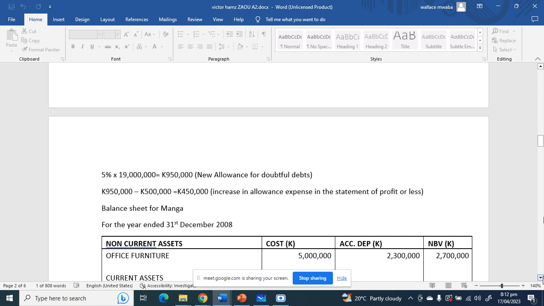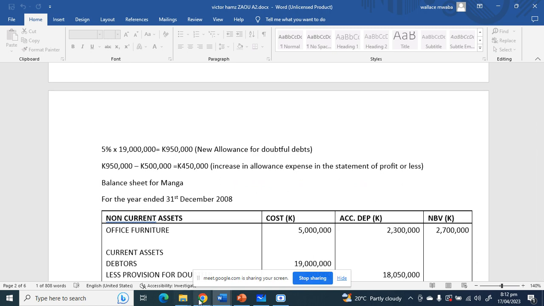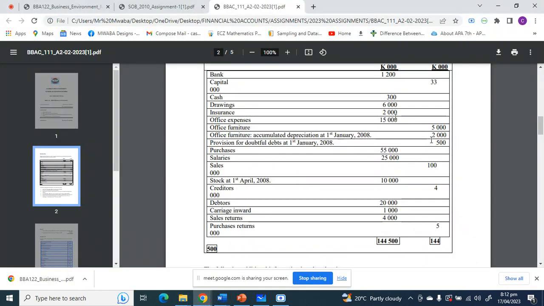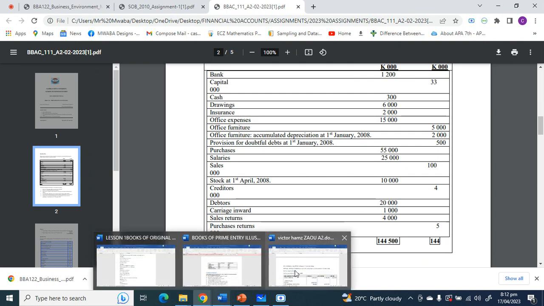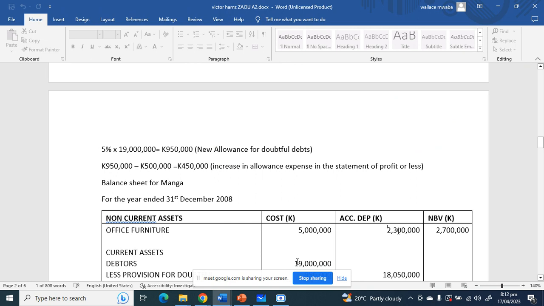So this 2 million plus the 300,000, you get 2,300,000 as your accumulated depreciation. So to get the net book value of the office furniture, you say 5 million minus 2.3 million, that is 2.7 million. So this is how much the office furniture is worth. Any questions, colleagues?